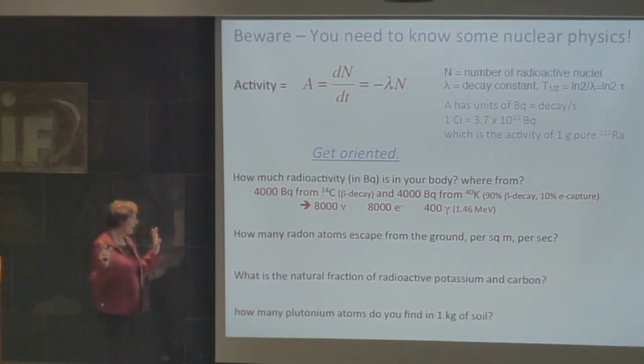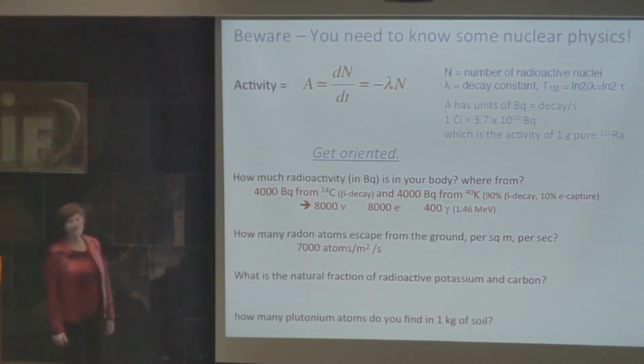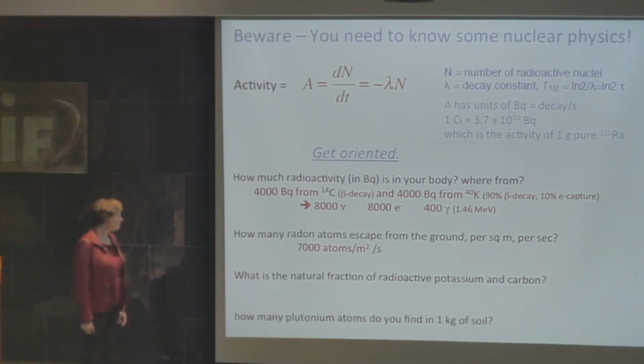How many radon atoms escape from the ground per square meter per second? As you see, I'm not going to go on until somebody says something. What? All right. So 7,000 of them per square meter per second.